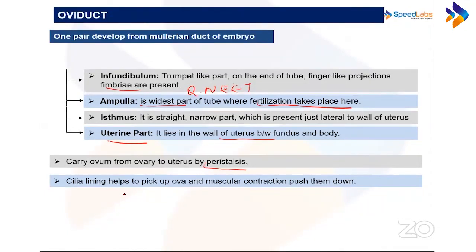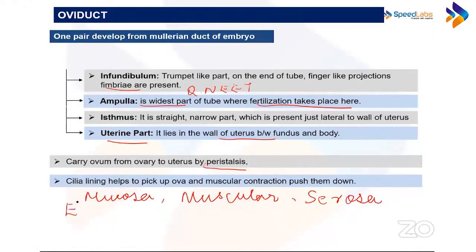So the oviduct shows three important layers. The three important layers are the mucosa layer, which is the innermost. Then we have a muscular layer in between, made up of muscles, and we also have the outermost, which is serosa. So the mucosa layer is made up of epithelium and lamina propria. I told you yesterday, made up of lamina propria.